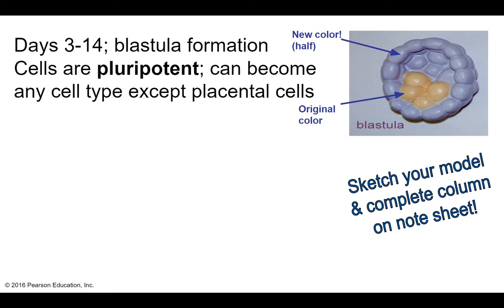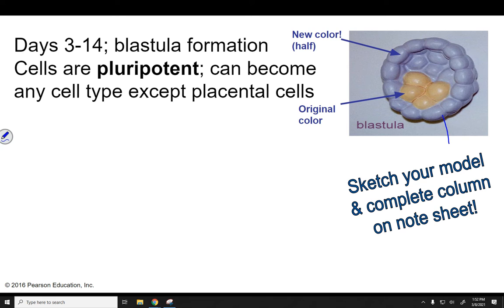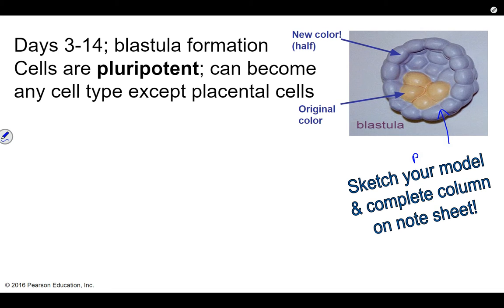Here we have two different types of cells. We have the outer cells here. These are called preplacental cells because they will become the placenta. They're not yet. And this little clump of cells in the middle are embryonic stem cells.